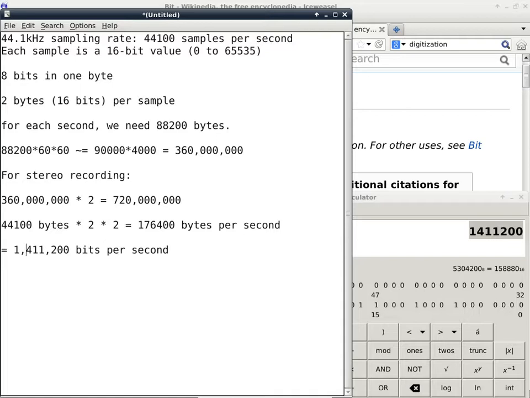Okay, so we have a really big problem here, because this is approximately 1.4 megabits per second. So once again, this lowercase b represents bit and not byte. This uppercase M here is representing mega instead of milli, which is lowercase m.